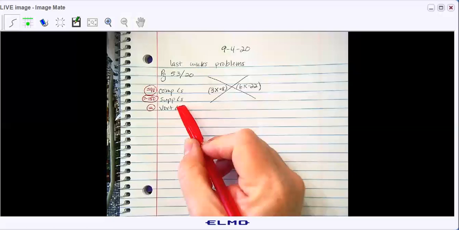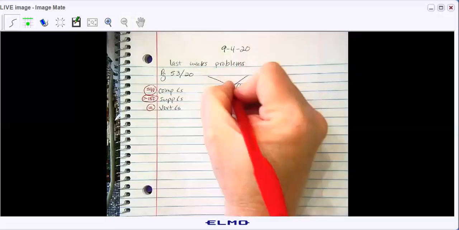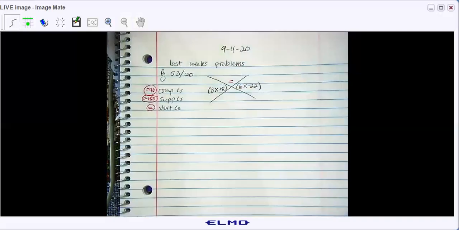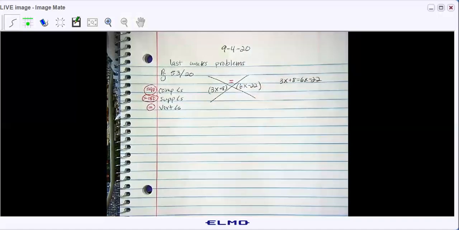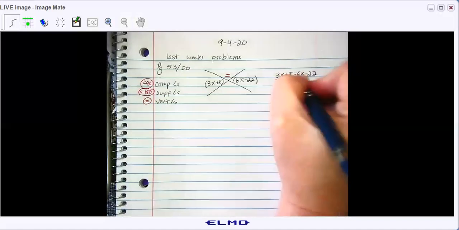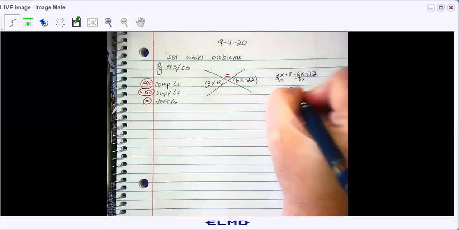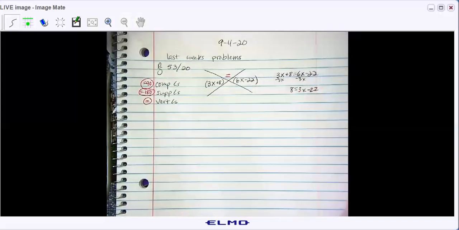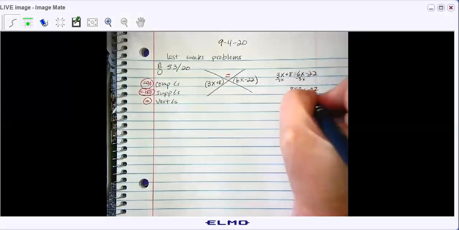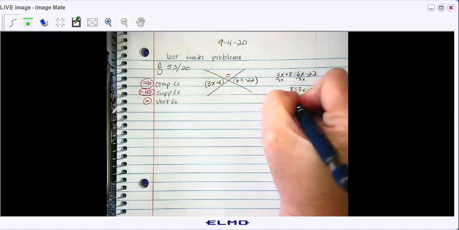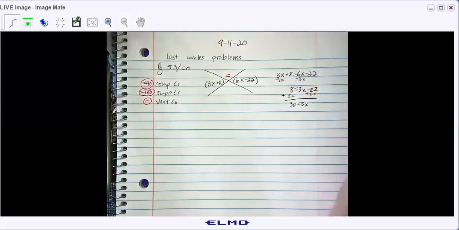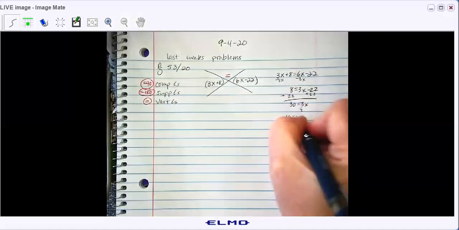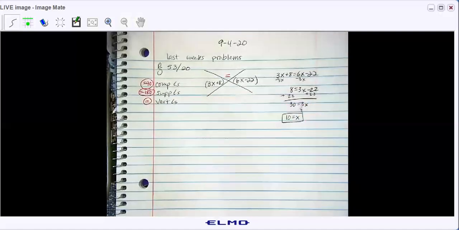So we know that these 2 angles are equal to each other. And there's your equation. We can say that 3x plus 8 is equal to 6x minus 22. And then we solve. So subtracting 3x on both sides, 8 equals 3x minus 22. Add 22 to both sides. 30 is equal to 3x. And dividing both sides by 3, we get 10 equals x. And that was it.